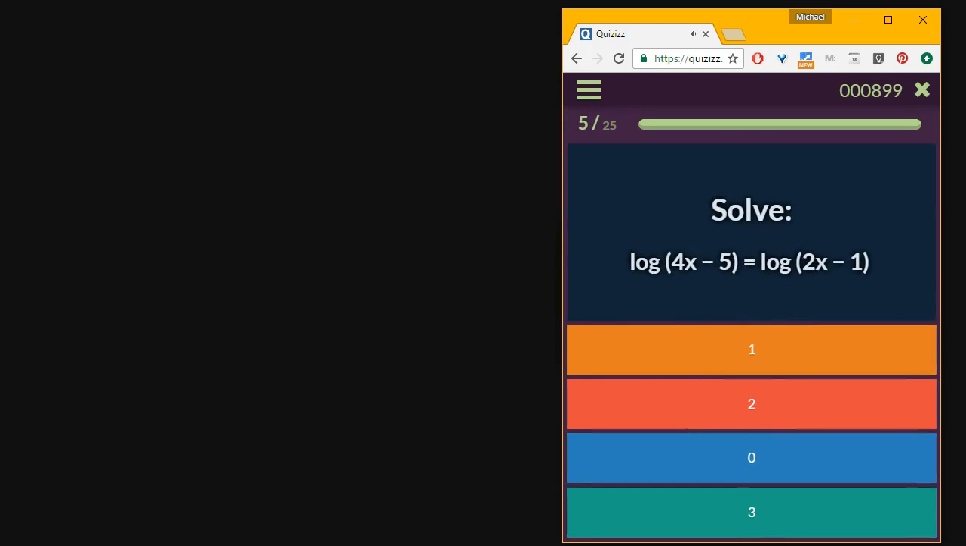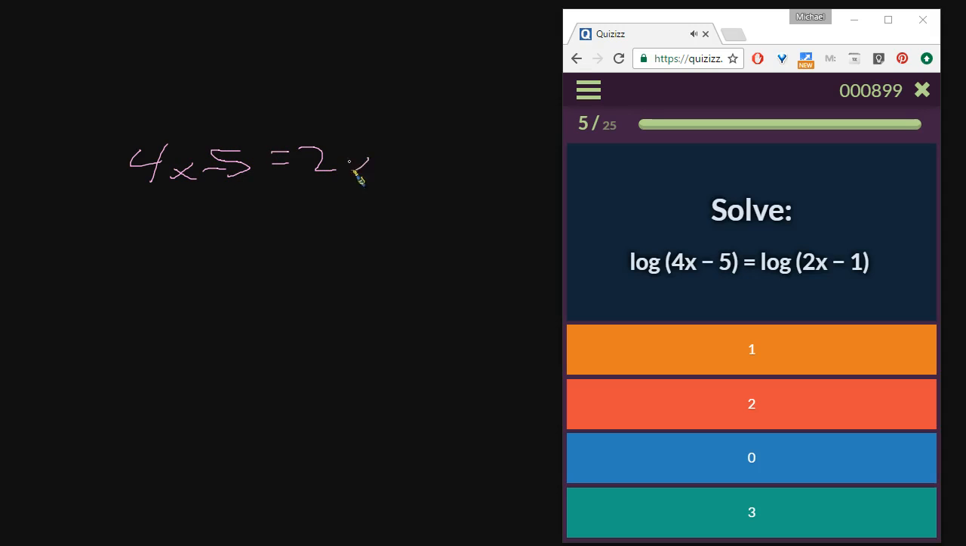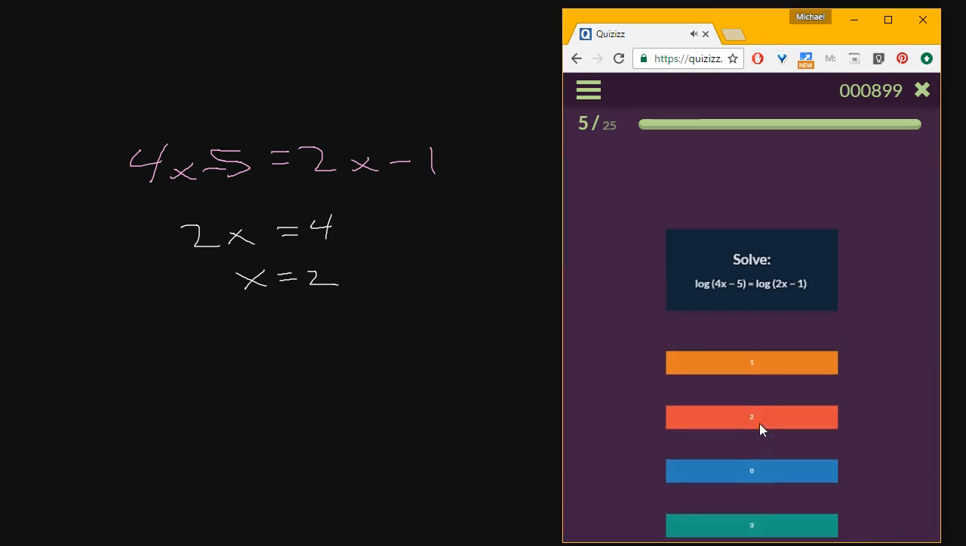Okay, in this one, we're going to use the property of equality for logs, which says that if I have log of this and it equals log of that, then this must equal that. So we simply write it out like this: 4x minus 5 equals 2x minus 1, and then we solve. The rest is kind of a no-brainer for you, but just for fun, I'm going to do one more. Add 5 to both sides, we get 4x equals 2, and therefore x equals 1/2.